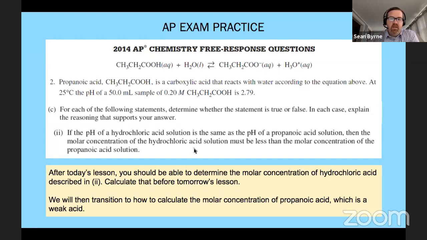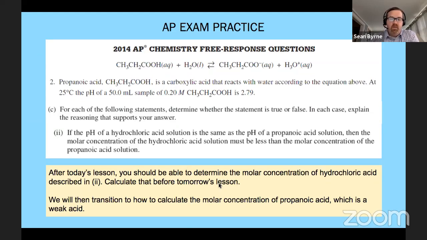Part C asks us to determine if this statement is true or false. We're looking at whether the pH of hydrochloric acid is the same as the pH of the propanoic acid. And the propanoic acid is identified up here as a pH of 2.79. So you probably are not yet able to determine the concentration of the propanoic acid, but given the fact that hydrochloric acid has a pH of 2.79, you should have enough information now to solve for the molar concentration of hydrochloric acid. So we would like you to calculate that before tomorrow's lesson.